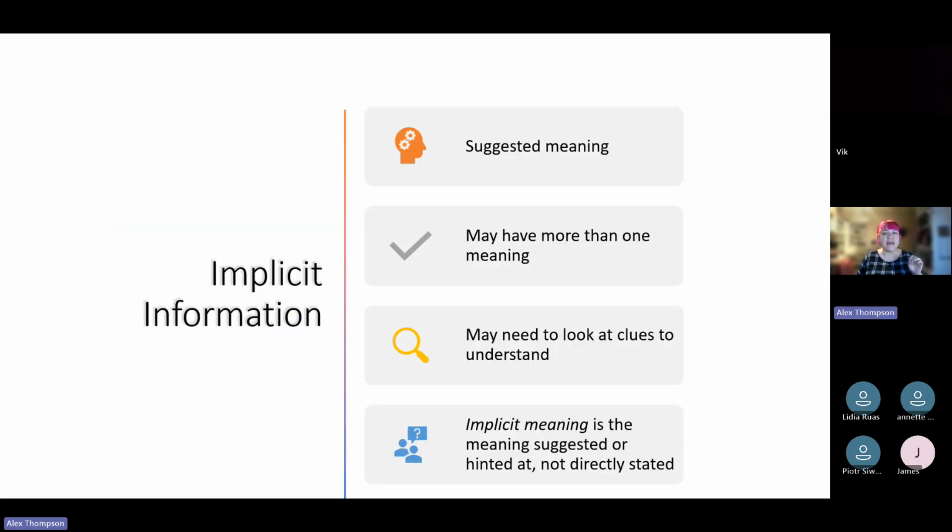Implicit may have a suggested meaning, so it's slightly less clear and it's more about how you interpret that information. So it may have more than one meaning. You may need to look at clues to understand the overall message. And the meaning is sometimes suggested or hinted at, not explicit, not obvious.